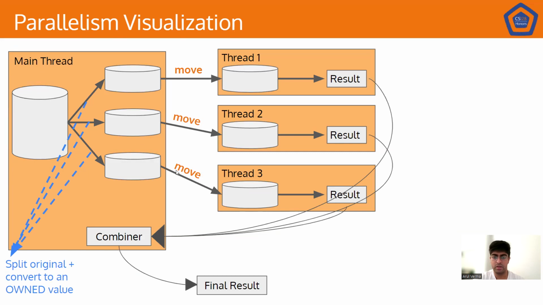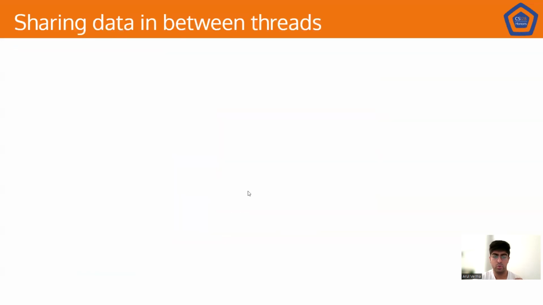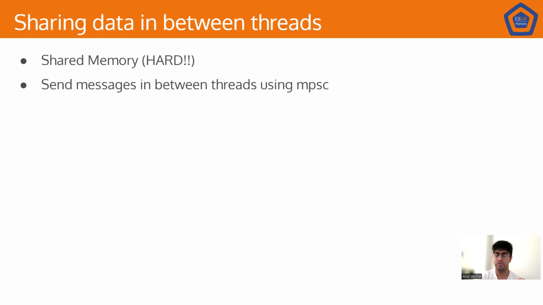main thread to thread. So the way we can combat that is we can share data in between threads. There are two primary ways that data is shared in between threads. The first is through something called shared memory, which is a concept that's far beyond the reaches of this course, and it's fairly complicated to set up. But there's a much more intuitive and easy way to share data in between threads, and that's through something called messaging between threads, or MPSC.